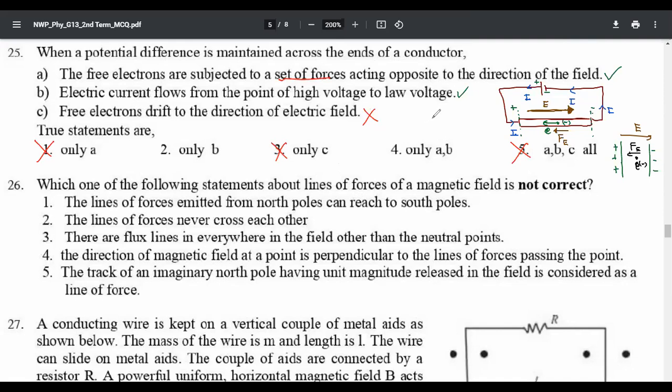Yeah, electric current means, yeah, electric current flows from plus to minus. No, B is definitely correct. So I think they have taken A and B to be correct, and maybe they want the false statement. Maybe there's a mistake in that.